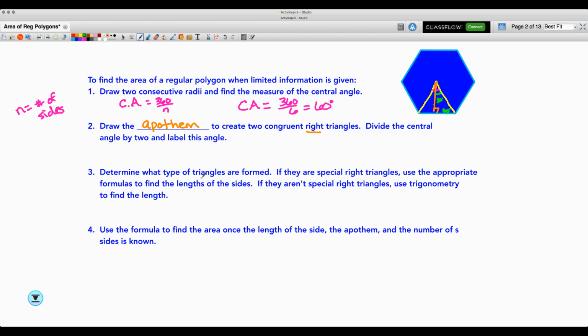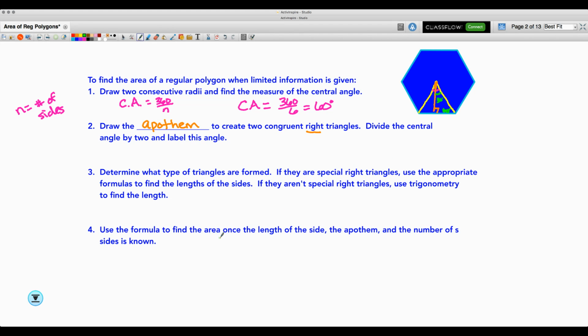So it says, determine what type of triangles are formed. If they're special right triangles, like these would be, because that's a 30, 60, 90 triangle, we can use our appropriate formulas to find the lengths of the sides that we need. If they aren't special right triangles, so if this is not 30, 60, or 45, say it's 32, then we'll use trigonometry to find the length. Okay, so we're going to see some examples of both.